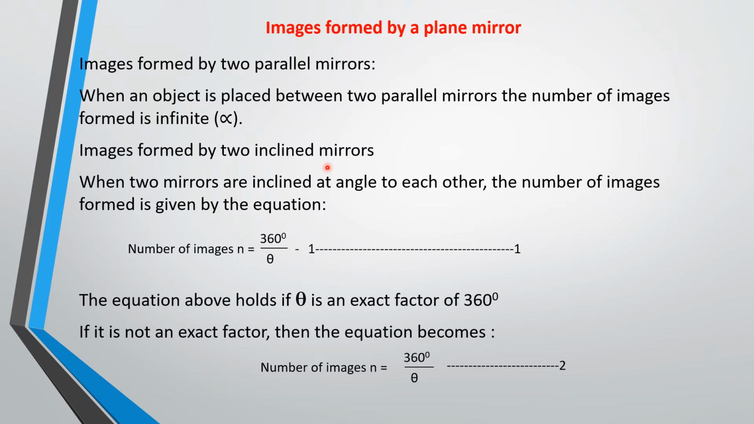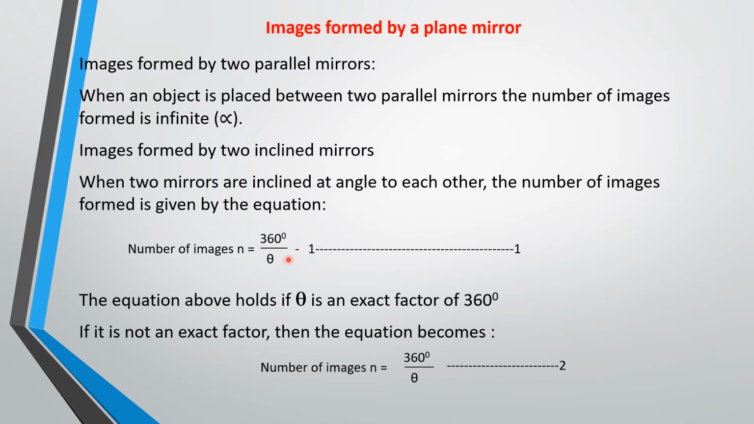You have an infinite number of images, but when they are inclined at an angle to one another, and the angle is a whole number or an exact factor of 360 degrees, this is the formula that we use to find the number of images formed. Number of images formed is equal to 360 over theta, which is the angle of inclination, minus 1.